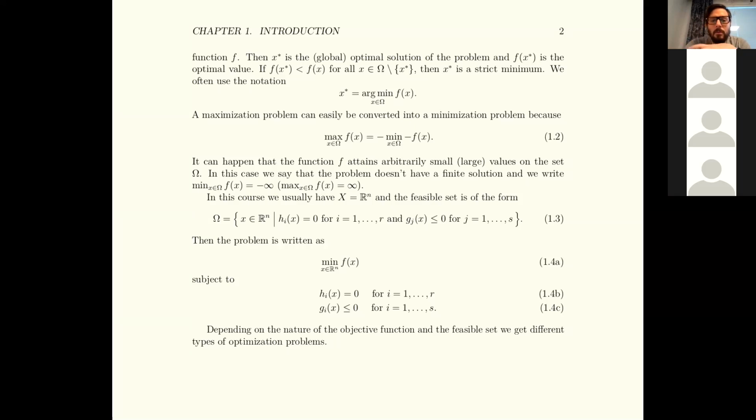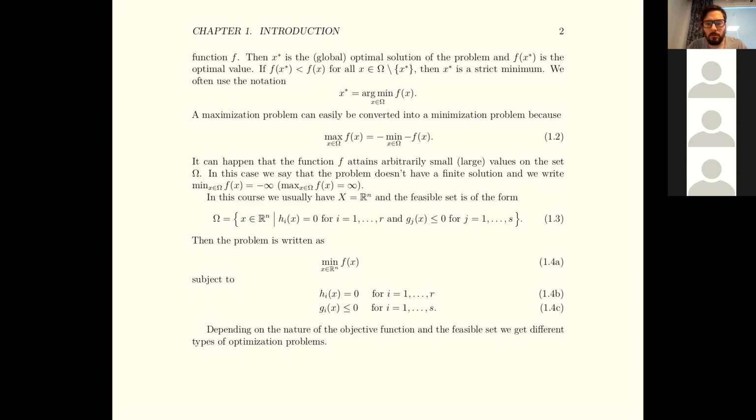So the problem can be written in a format where we are minimizing a function where x is a real valued vector, such that it has some set of equality constraints, i from 1 to r, h_i of x is 0. So this would be, I'll give an example. So minimum, let's say my x is R2.